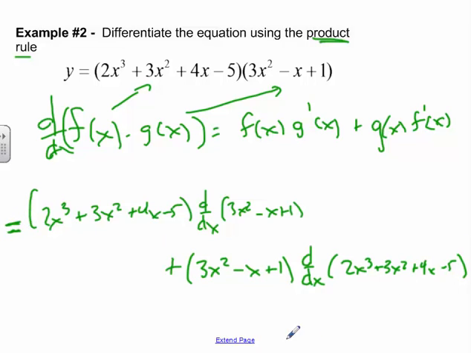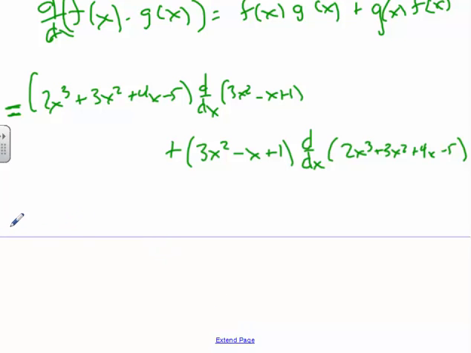Now, this is why I'm a big fan of encouraging kids to use Leibniz notation, because there are 2 things that we have to still derive, and there are 2 things that don't need to be derived. The 2x to the 3 plus 3x squared plus 4x minus 5, that one's already done. It does not need to be derived. But this guy right here, the 3x squared minus x plus 1, that needs to be derived. And I'm now going to just do it all in one fell swoop. There's no point in doing it in little pieces anymore.